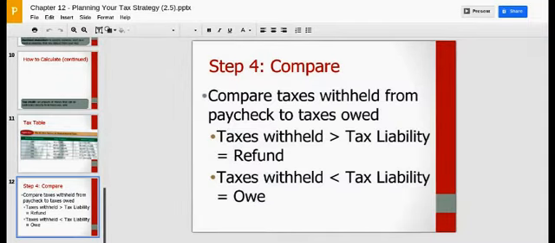And step four, we compare. We compare the taxes that were actually taken out to the taxes that we owe the government. If you have more taxes taken out of your paycheck than what you're supposed to, you get a refund. If you have less taxes taken out because you claim a lot of dependents, and we'll get more into that in class, if you pay less taxes than you're supposed to, of course, we still owe money to the government.